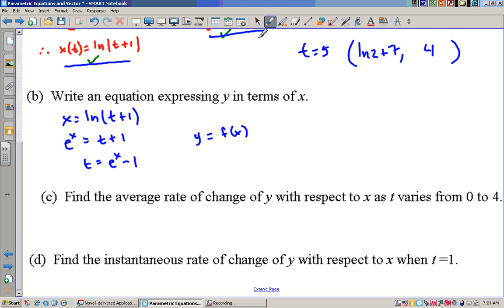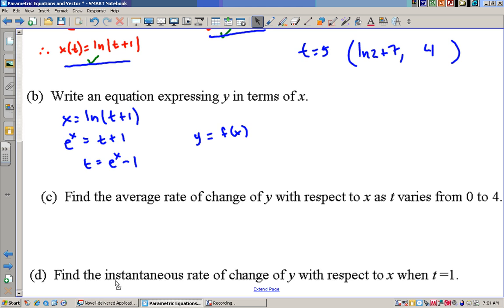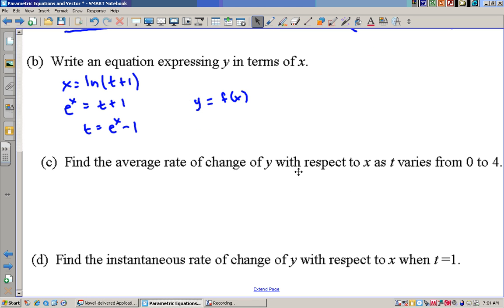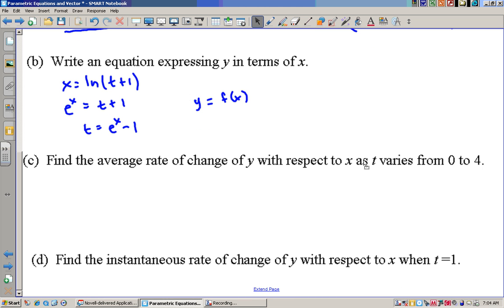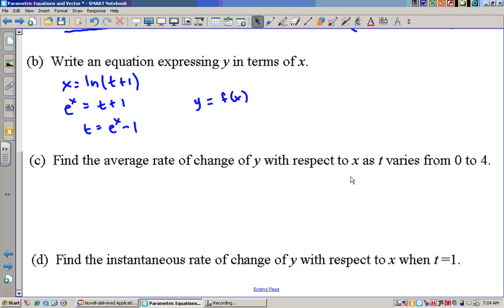C, find the average. He says find the average rate of change for y with respect to x as t varies from 0 to 4. So two ways of doing this. I'm just going to go the easier way. We want the average rate of change. You have to remember the average rate of change is f of b minus f of a all over b minus a.